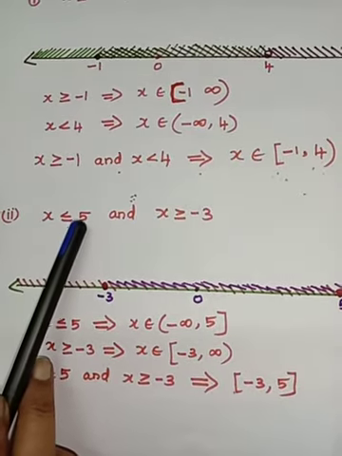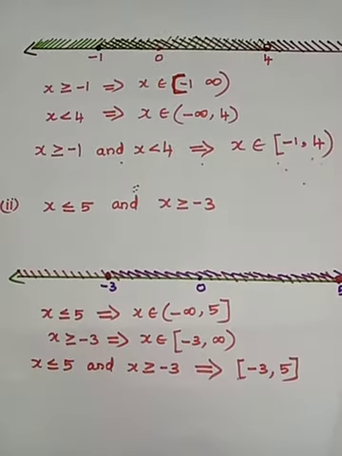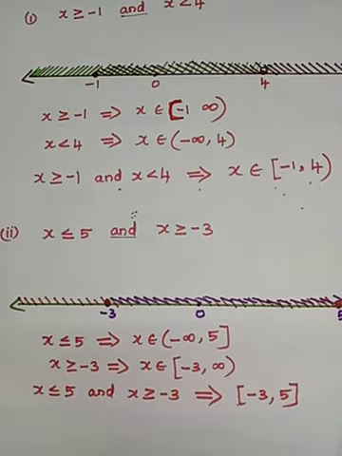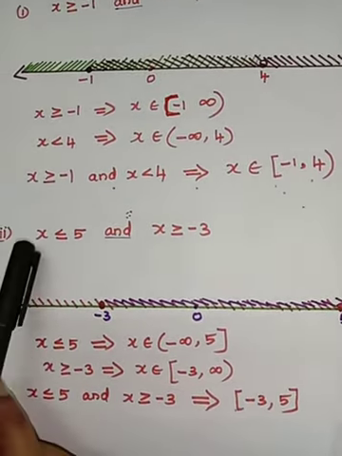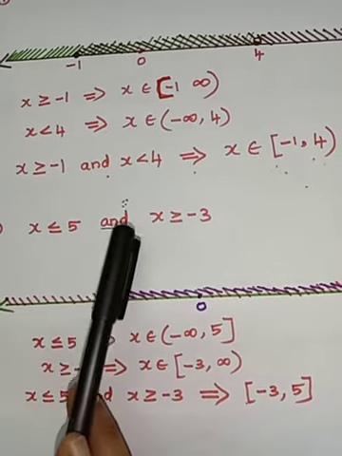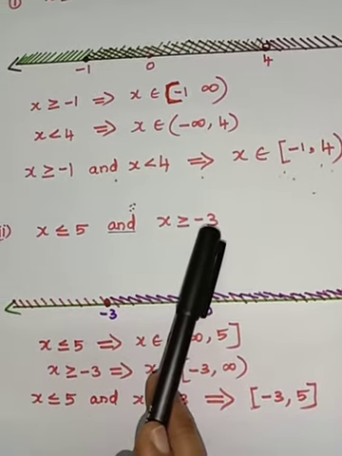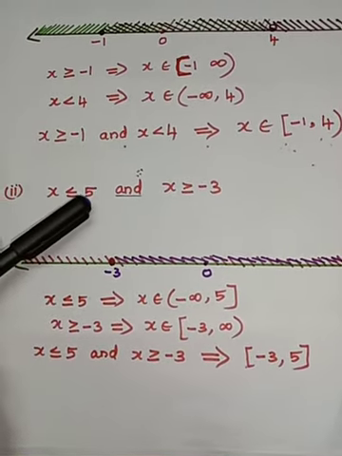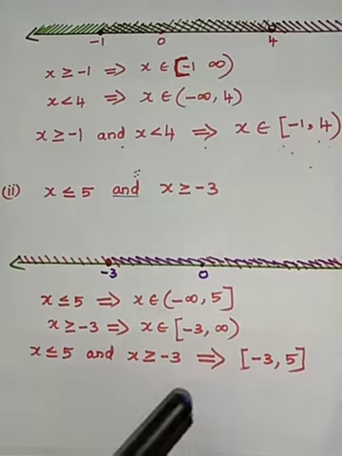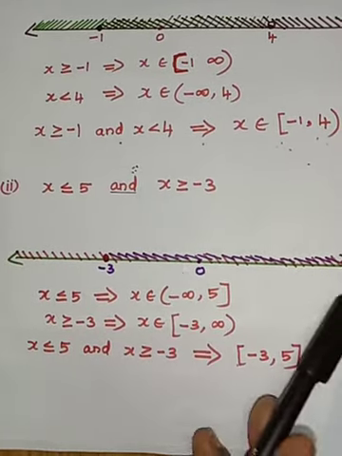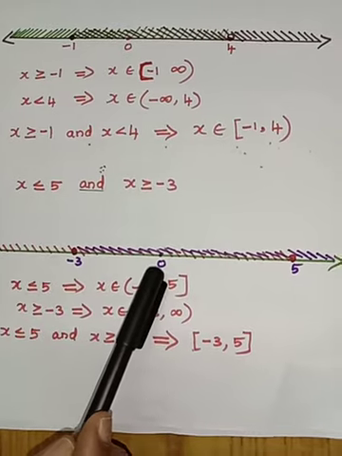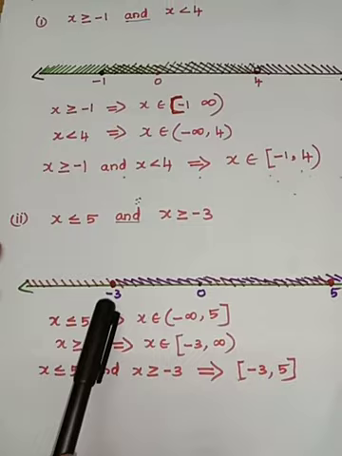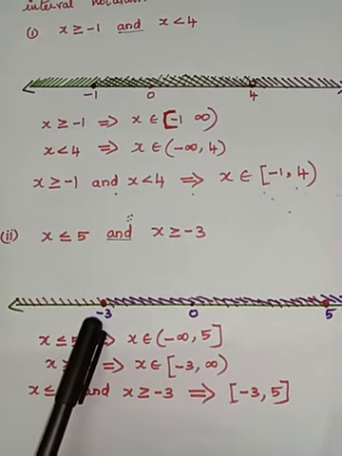x is less than or equal to 5 and so here also what word is used? And means what do you have to use? Intersection of both. Okay, so first you see x less than or equal to 5 and x greater than or equal to minus 3. So what are the points we have to mark? The points 5 and minus 3 have to be marked. So I draw the number line. So here 0 is marked. So minus 3, which side will it come? The left side of 0. So I have marked the left side of 0 as minus 3.